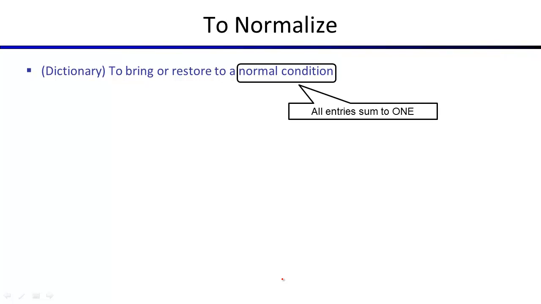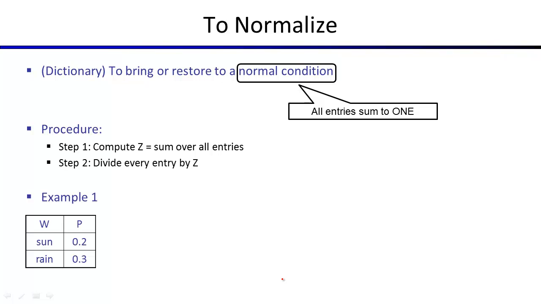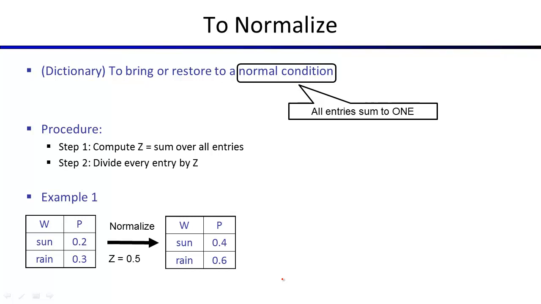So normal condition for probability distributions means that you have things sum to 1. And so the procedure we've seen, very formally, means compute some constant z, which is the sum over all entries in the table, and then divide every entry by z. Here's one example of the type we've seen already many times. Let's normalize this table. Z equals 0.5, and we divide by it, normalized.